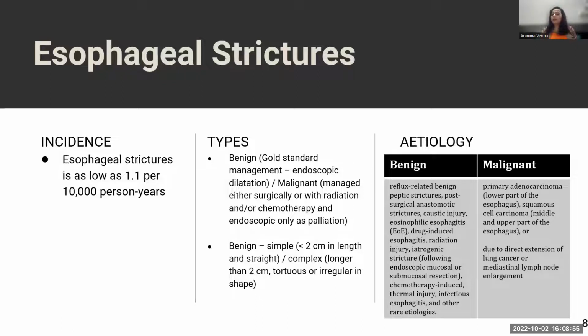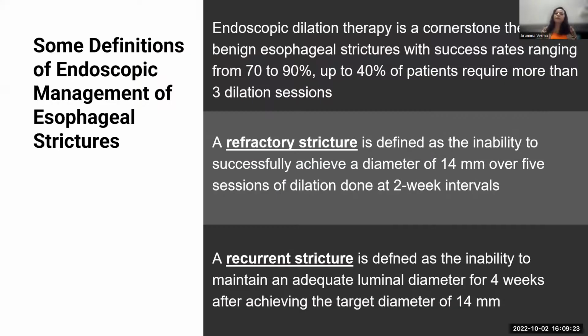And the etiologies of both are multiple. For benign, a few are reflux-related benign peptic strictures, post-surgical anastomotic strictures, caustic injuries, eosinophilic esophagitis, drug-induced, radiation, iatrogenic, and so forth. In malignant, you will have either primary adenocarcinoma or squamous cell carcinoma, depending upon the site. And also at times, there may be extension from the lung carcinomas, or there might be a compression due to mediastinal lymph node enlargements. We also need to know some definitions of endoscopic management when dealing with such strictures.